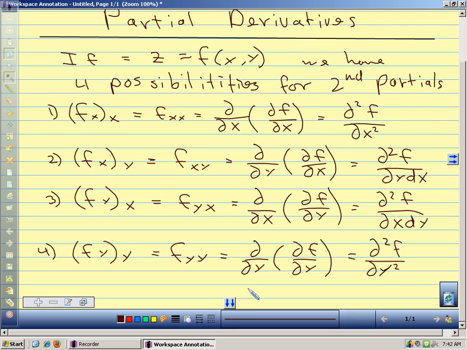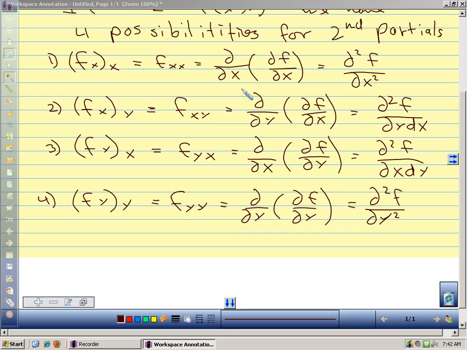So it's important to remember that with our subscript notation, our mixed partials, we call these two partials the mixed partials, the order of differentiation is left to right. When we use the d notation, the order of differentiation is right to left. And again, the number 2 and number 3, these two possibilities, we call them the second mixed partials, because we're doing the differentiation with a different variable on each step.